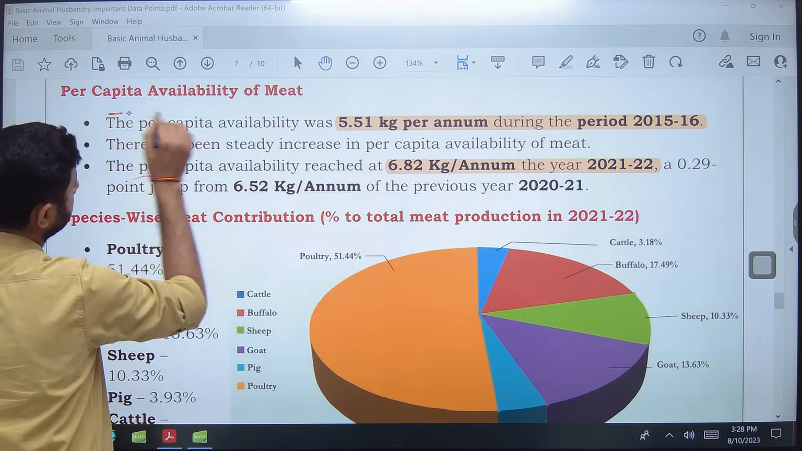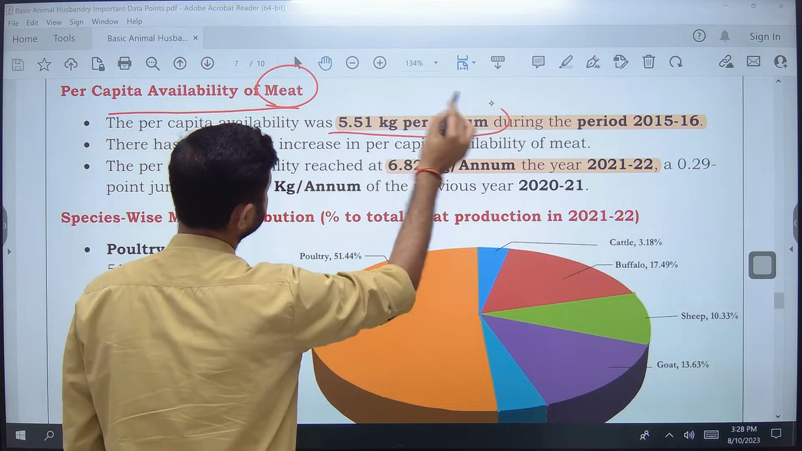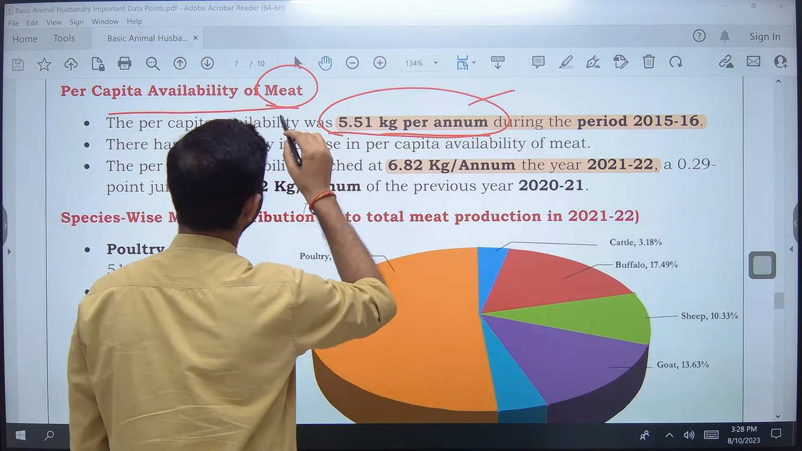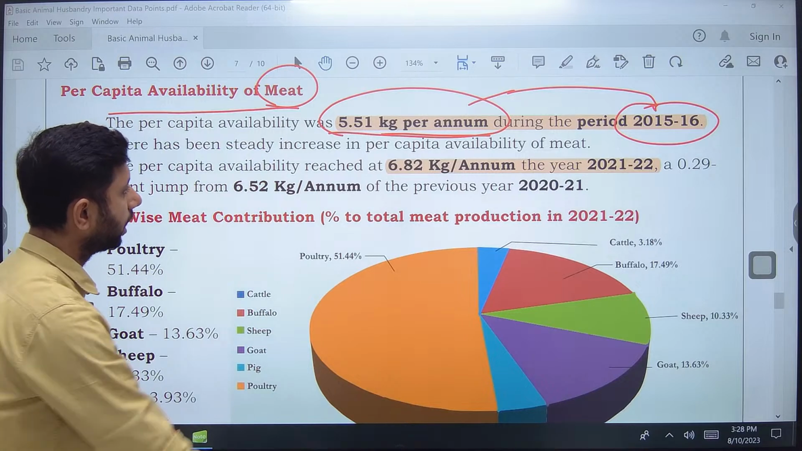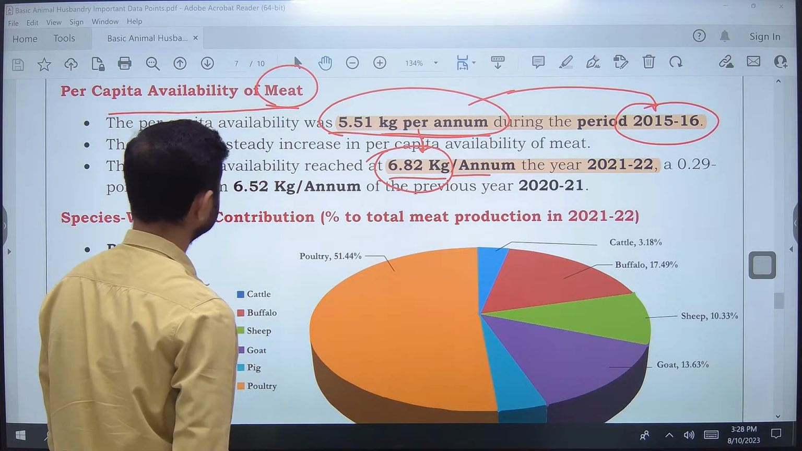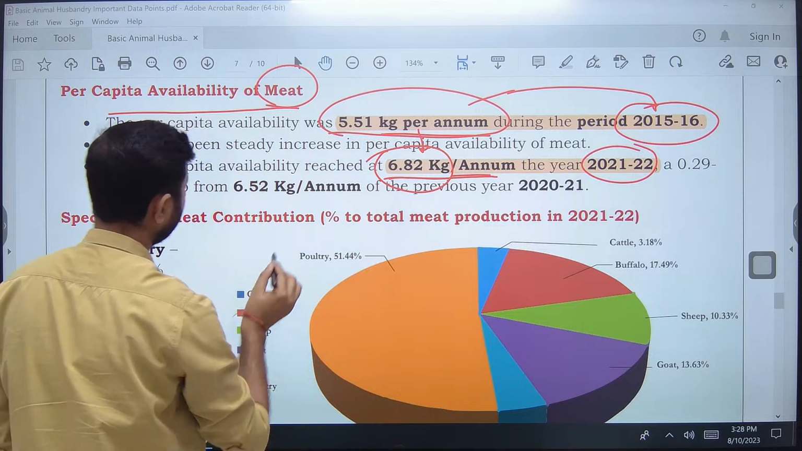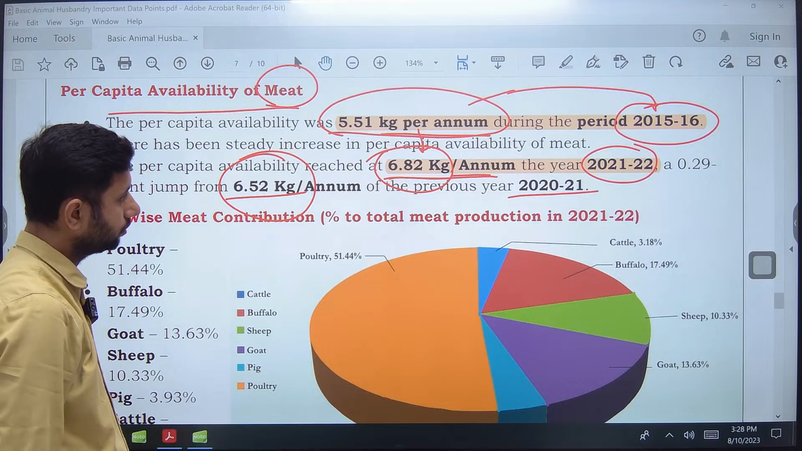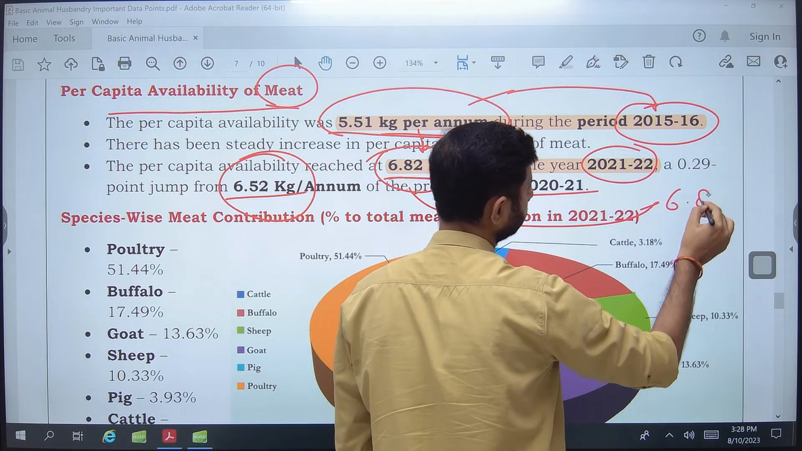Now we come to the per capita availability of milk. Okay, sorry, meat. So 5.51 kg per annum is the per capita availability of meat in 2015-16, and that has increased to 6.82 kg per annum. Okay, so this is the important data that we need to remember. Also 6.52, which is of the previous year. So per capita availability of meat is 6.82 this year.